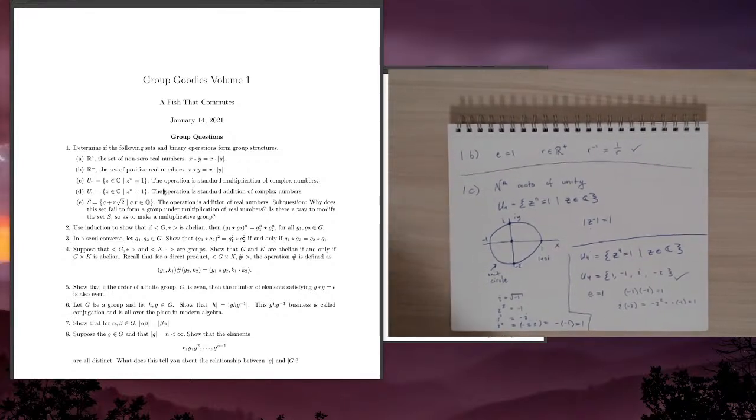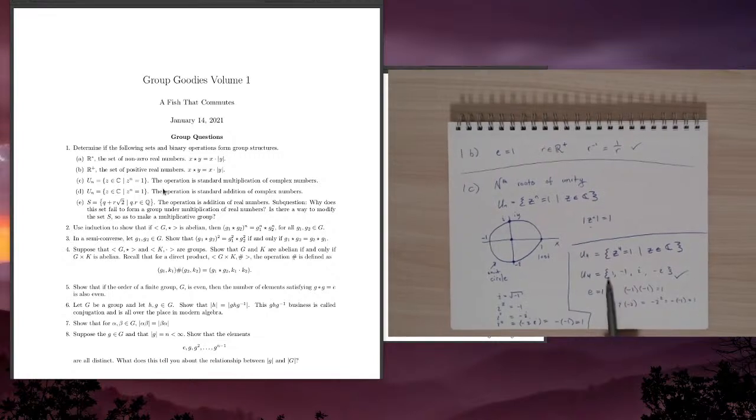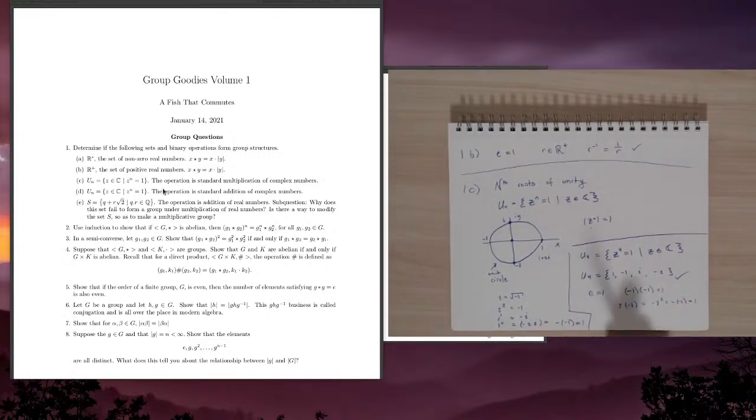Next, let's take that same set of numbers, but now instead of multiplication, let's change it to addition. So let's suppose I take these same 4 numbers and use standard addition. I don't even have to check for an inverse or anything. I know that's not going to work because if I take 1 plus negative 1, I'm going to get 0, but 0 to the 4th does not equal 1. So this one is not a group.